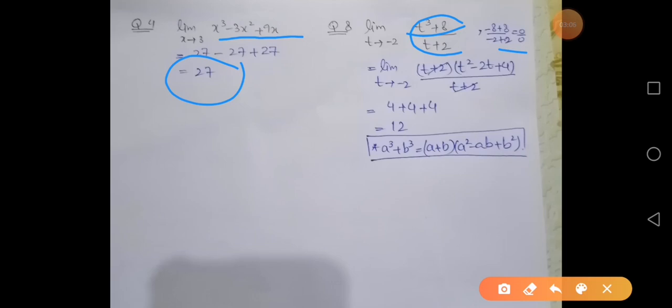We know that t cube is the cube of t and 8 is the cube of 2, so it means we can apply the formula a cube plus b cube, which is equal to a plus b into a square minus ab plus b square. Inserting the values over here, we get t plus 2 into t square minus 2t plus 4 over t plus 2. So here is the final simplified form, t square minus 2t plus 4. Now putting t is equal to minus 2, we get 12 as an answer.